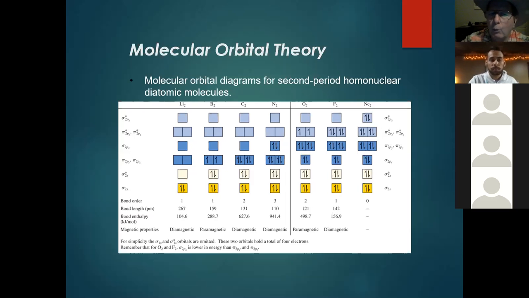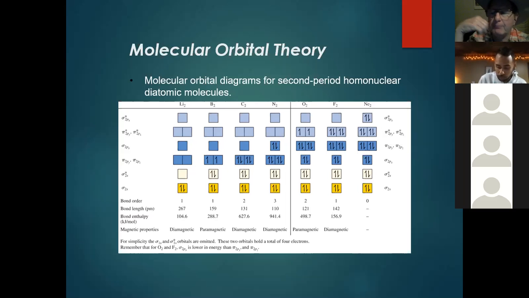Now, what is the bond order of C2? I've got 2 plus 2 plus 2. I've got 6 bonding electrons. I've got 2 antibonding electrons. 6 minus 2 is 4, divided by 2. My bond order is 2.